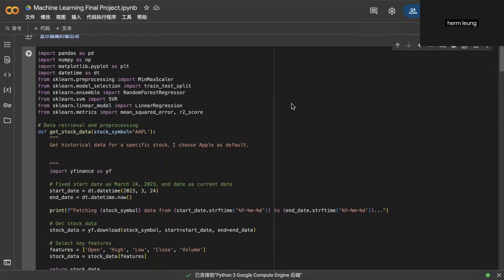Hello everyone. Today I will be talking about my project on stock price prediction using machine learning. This project looks at how different machine learning methods can be used to predict Apple's stock price using the historical data. The main goals of this project were to build a system that can predict stock prices. It can also compare how different methods work.